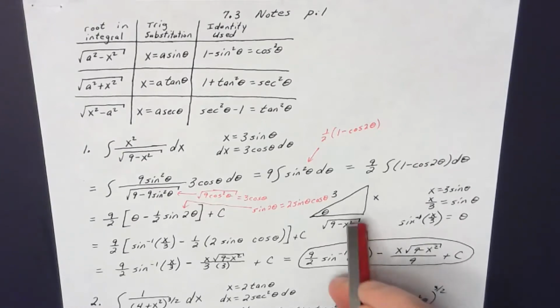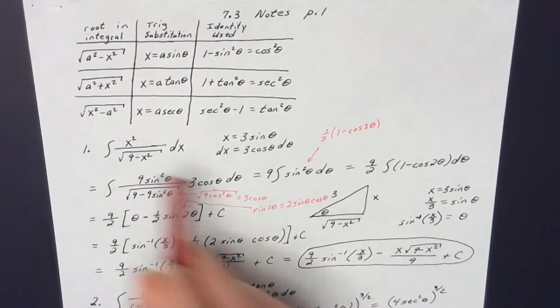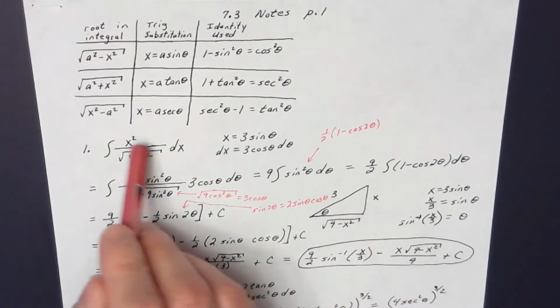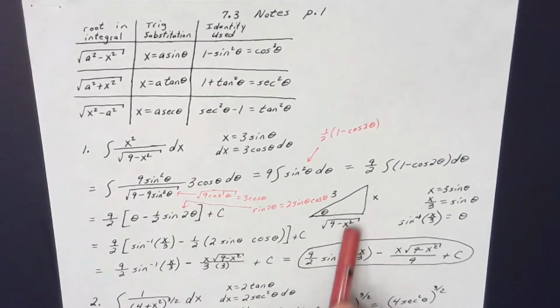Now, one of the things on your trig triangle that I always want you to remember, the expression from the original problem must pop up in that trig triangle. If it's not, you're doing something wrong. So I knew as soon as I set up that trig triangle, I would see a 9 minus x squared in there. And I do, the square root of 9 minus x squared.